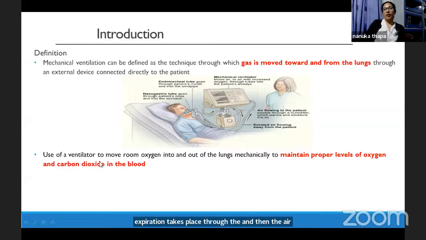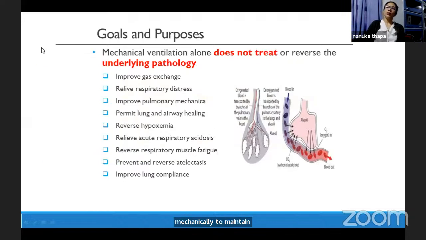So the use of a ventilator is to move the room oxygen into and out of the lung mechanically to maintain proper oxygen levels and carbon dioxide in the blood. Now, what are the goals and purposes of mechanical ventilation?